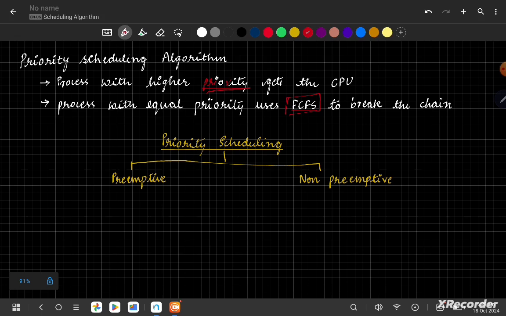Priority scheduling is divided into two types, that is preemptive scheduling and non-preemptive scheduling. We already know what preemptive and non-preemptive are. If you don't know, please check the previous videos. We'll start with the problem for the scheduling algorithm.